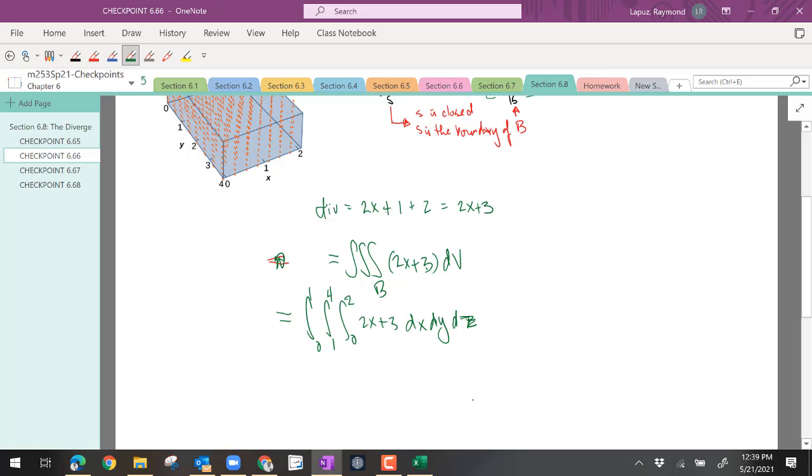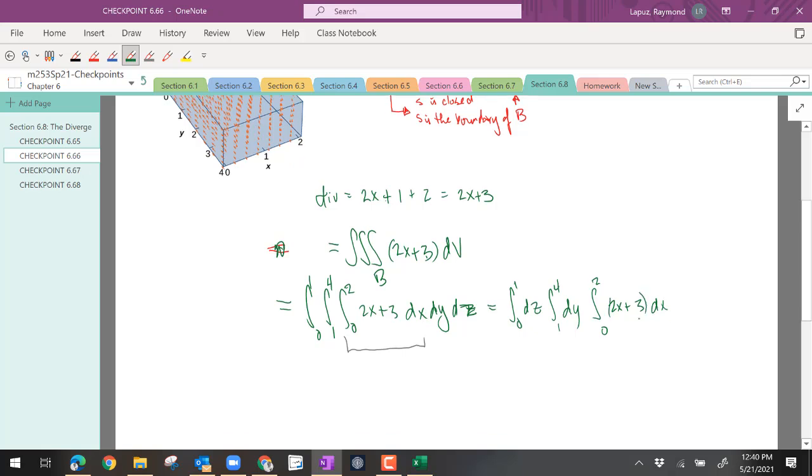All right, let's integrate this. The innermost integral has an x in it, and y and z actually don't have an x in it, so maybe we can even set this up where we just integrate from 0 to 1 with respect to z, from 1 to 4 with respect to y, and this is the only one that has an x from 0 to 2, 2x plus 3 dx.